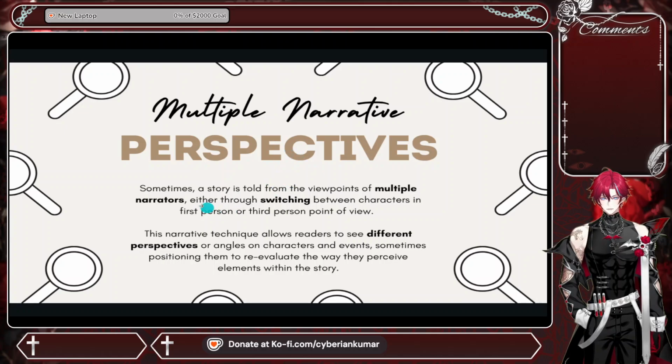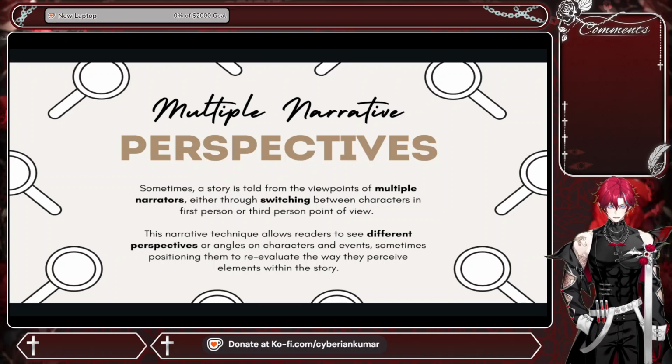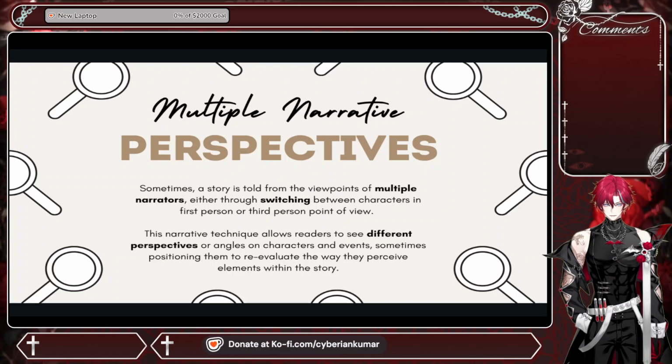So what happens in here? Let's understand this. Sometimes the story is told from the viewpoints of multiple narrators, switching between characters in either first person or third person point of view, right? So this is the most difficult point. This is a difficult way to narrate the story.